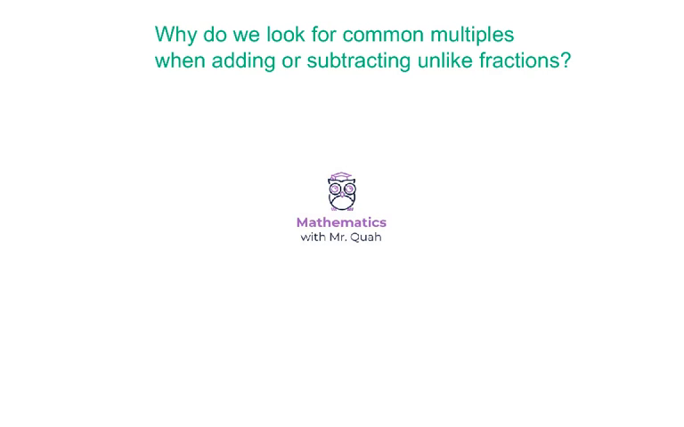When faced with two fractions that we're adding or subtracting that are unlike and difficult to operate with, we look for common multiples, which was covered in our adding and subtracting unlike fractions clip. This is a short clip just explaining why we look for common multiples, because understanding this will help us understand the whole process.